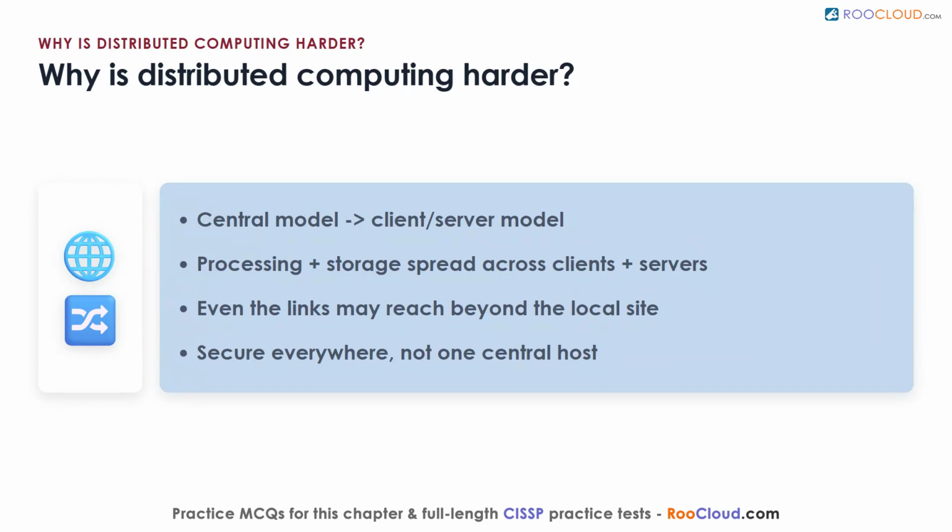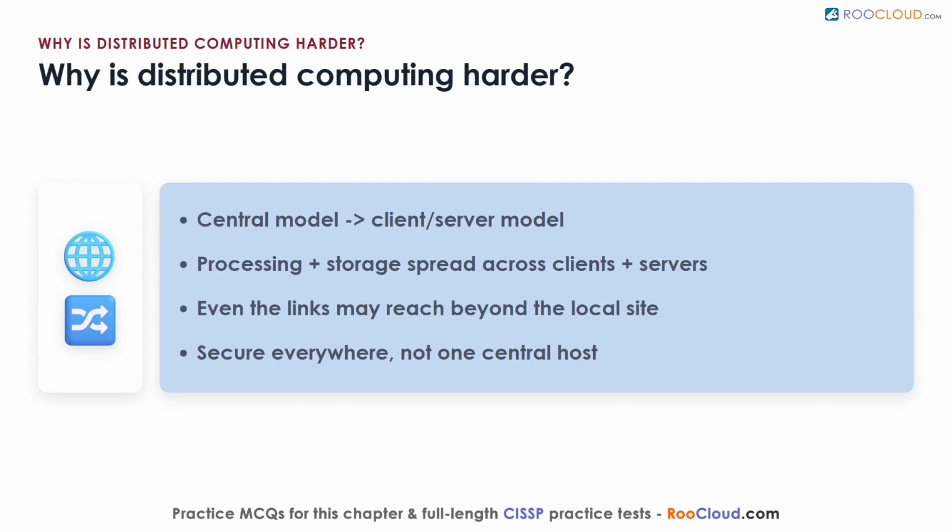Computing moved from a central model, where everything lived on one guarded system, to a client-server model, where independent desktops both do their own work and reach out to network servers. Now processing and storage sit spread across many clients and many servers, and even the links between them may stretch beyond the local site. Security can no longer camp at one central host. It has to be addressed everywhere at once, on every machine and across every connection. Picture a company that moved all its cash from one guarded vault into 1,000 small tills, each of which now needs its own lock.